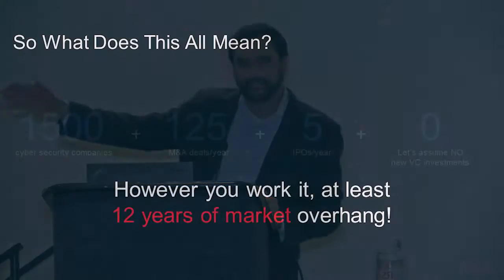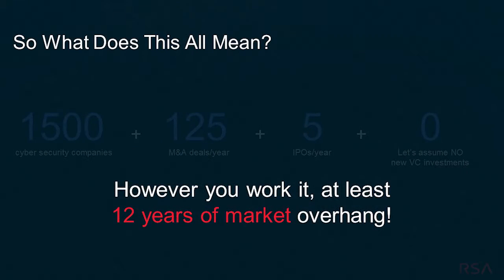But most of these companies out there, these 1,500, they're not going to get bought in the next year. Most of them are not going to IPO. And when you work out the math, let's say about 120, 130 M&A deals per year, maybe about 5 or so IPOs per year, and that's pretty generous, you end up with about 12 years of market overhang, which is a problem because most of these companies, as I mentioned, are pre-revenue, which means they're still relying on venture capital investment.